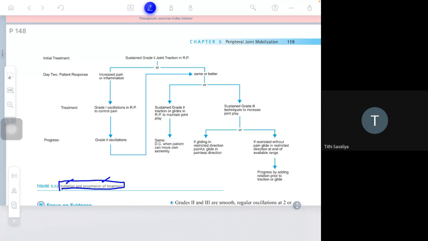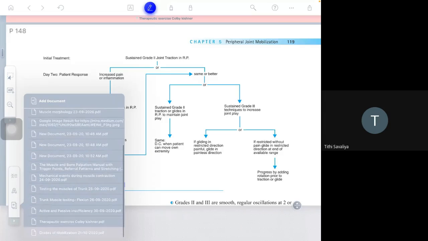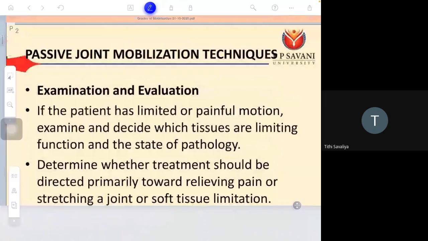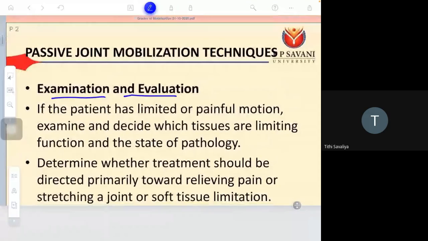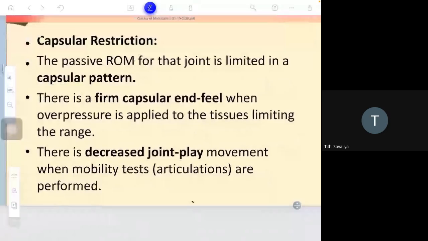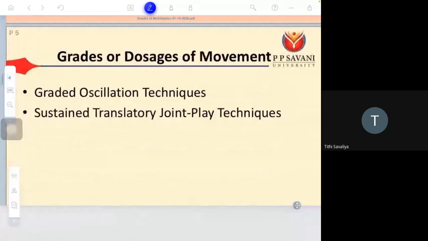That is, if a patient is coming for a treatment, as we already discussed, first we will evaluate. You have to examine and evaluate and check the quality of pain. You have to check whether capsular restriction is present or not. And then you will select the grades and dosages of movement, that is mobilization.